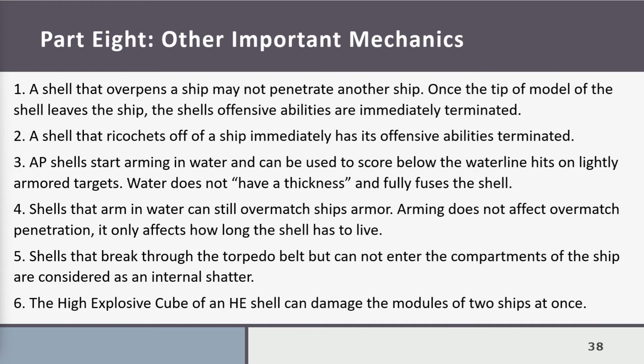Likewise, since I did mention it earlier, the torpedo cube that forms when you get a torp strike on something cannot damage two different ships at once. It can only damage the ship where the torpedo struck. So there's some differences there if anyone was wondering.